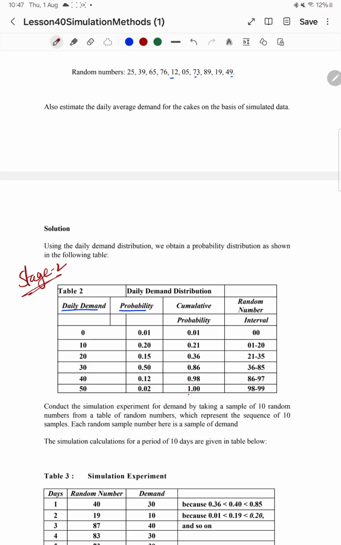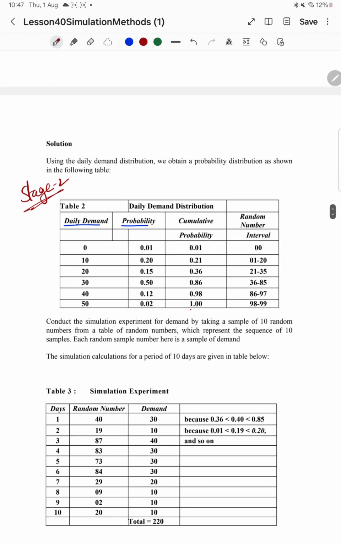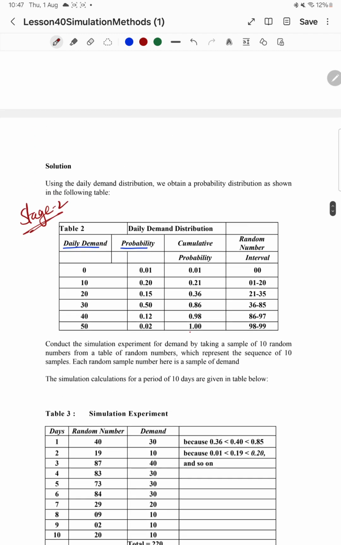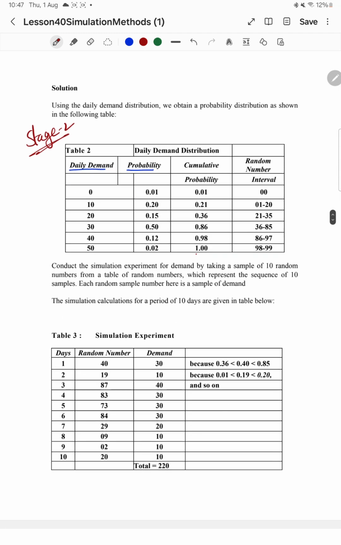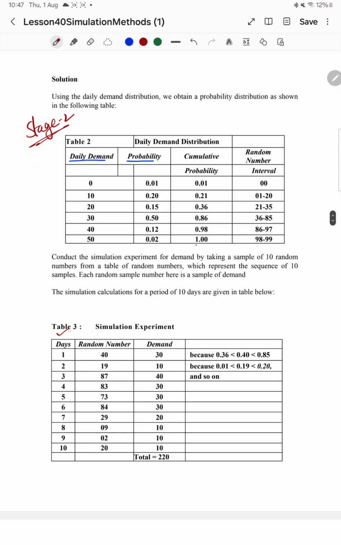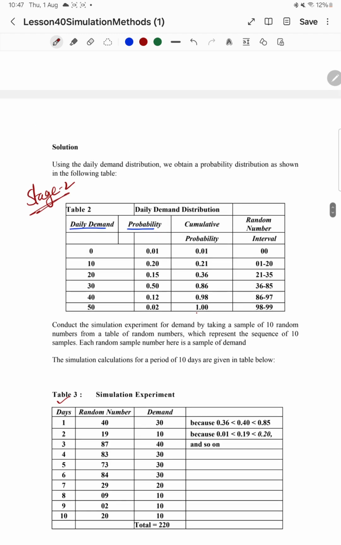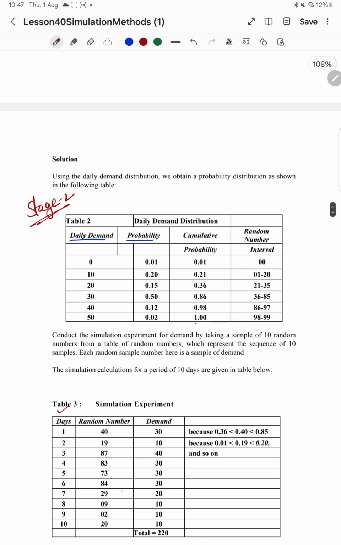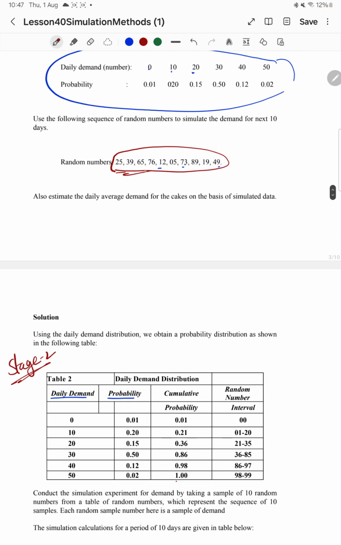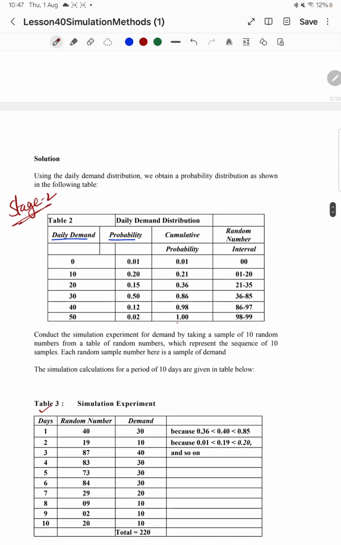Now in stage 2 we have to do the simulation experiment. It's very simple, and we have to take the random numbers given in the question. How many random numbers were given? 10. So that's why we have to take 10 days. So under days, 10 days were taken. Now random number intervals were already given. See, already given. These he has taken: 25, 39, 65, 76, 12, 5.